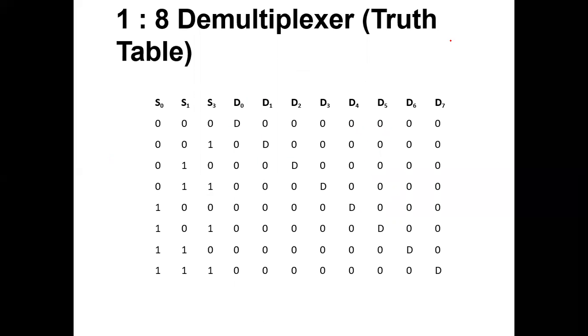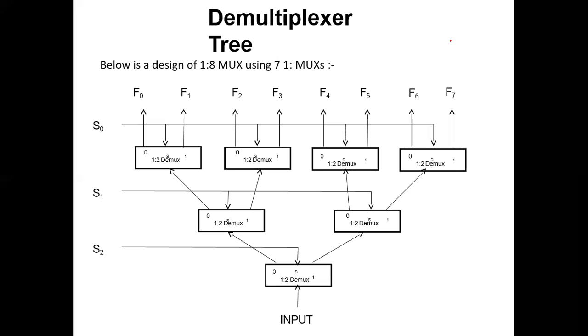So this is the truth table for 1:8, with outputs D0, D1, D2, D3, D4, D5, D6, D7, going only up to D7 because we start at D0. Using a demultiplexer tree, if you design a 1:16 demultiplexer, you can use 1:4 demultiplexers, five of them. Like that we can build the demultiplexer tree.